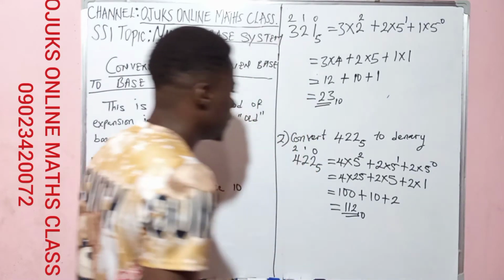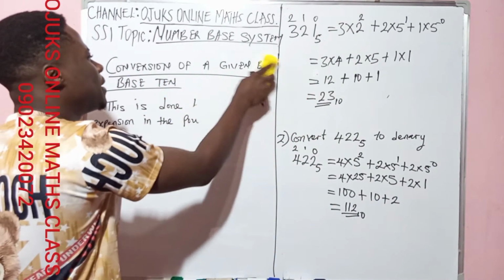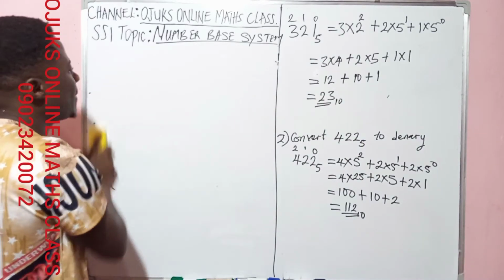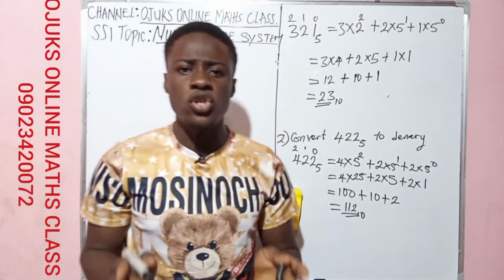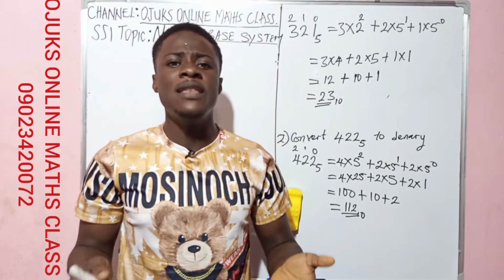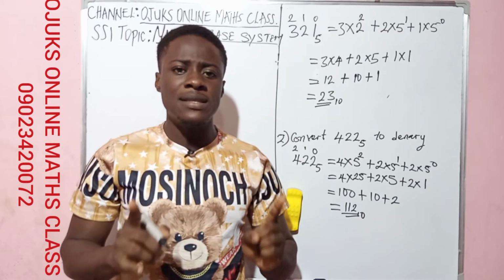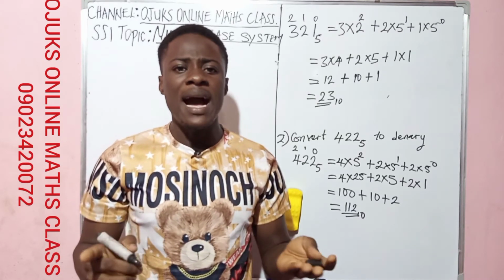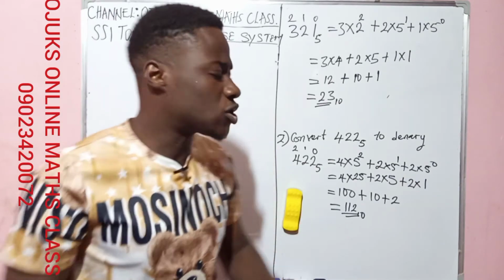Okay, having known this, most times you will be given a number in decimal. You might be given a number in decimal and be asked to convert such number to base 10. You can be given a decimal number and you will be asked to convert that decimal number to a number in base 10. How do we do this? If you are given a decimal number to convert to base 10, let us observe.